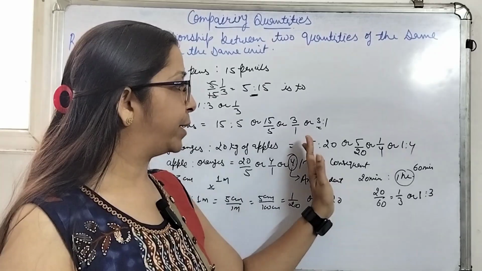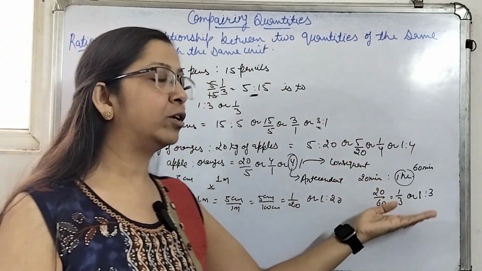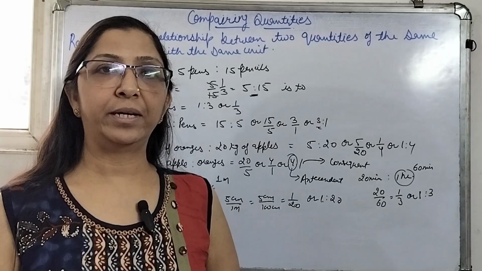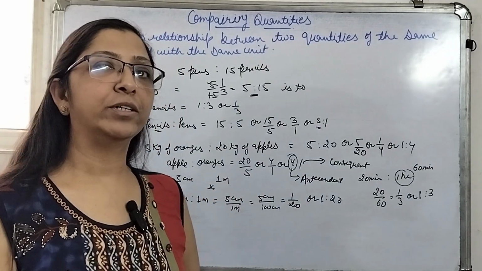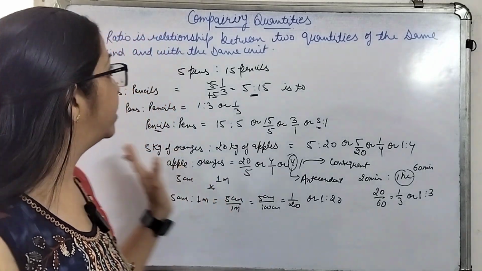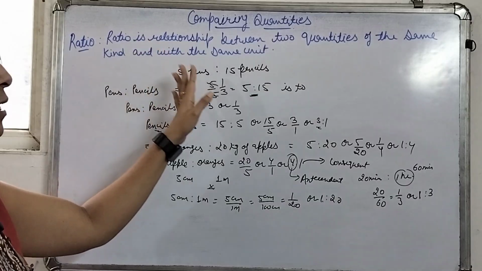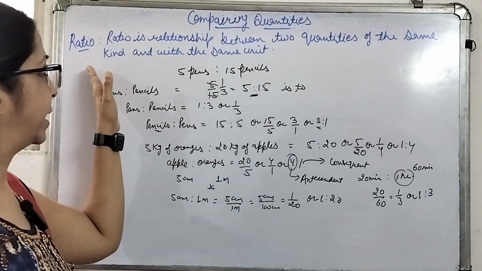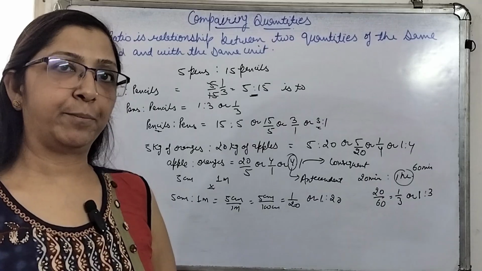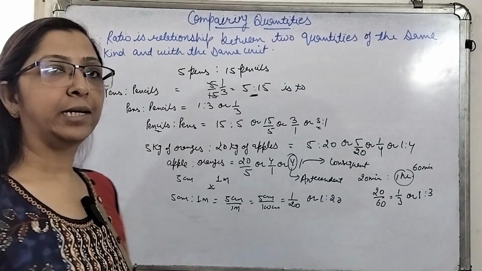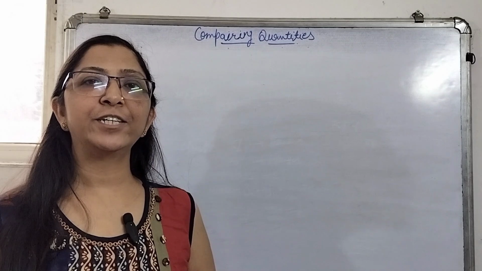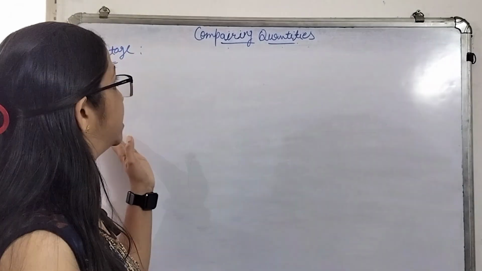So for comparing in terms of ratio, first of all, we need to convert into the same units. Then only we can compare, and then only we can find the ratio of the two given quantities. Hope it is clear that ratio is simply a relationship between two quantities. The quantities should be of the same kind and the unit should be the same. This is your elaboration.